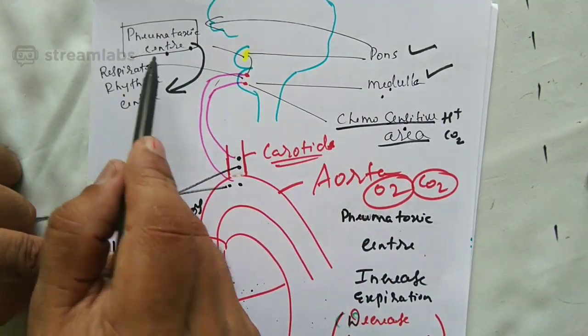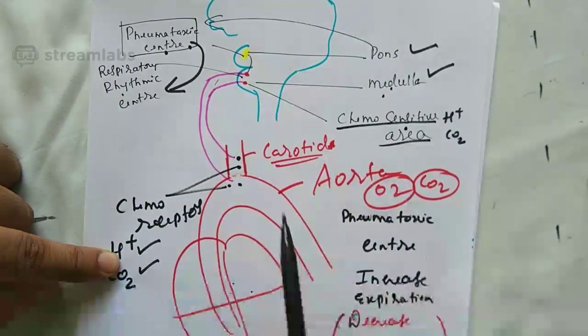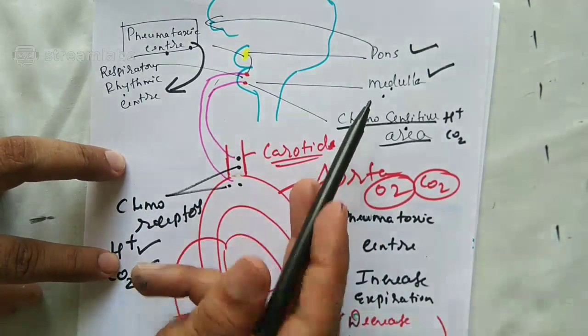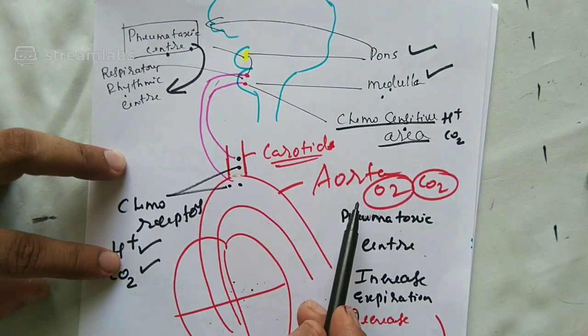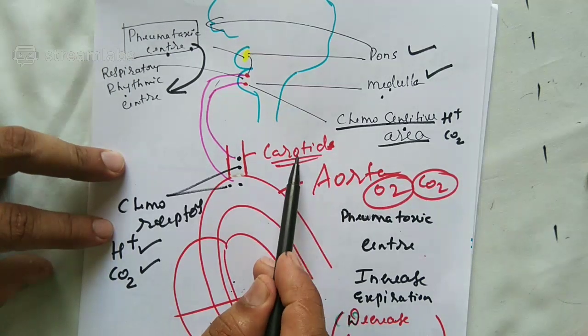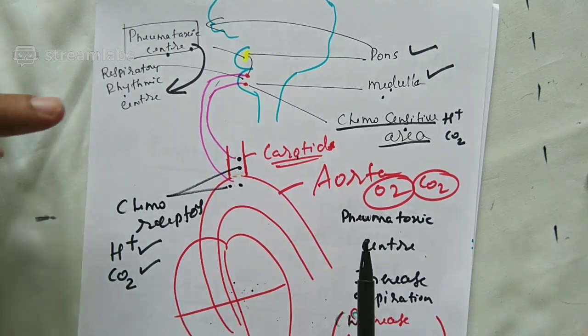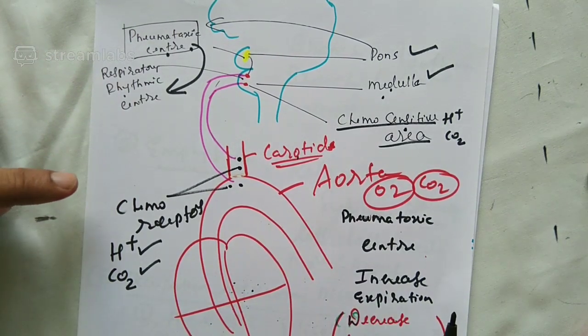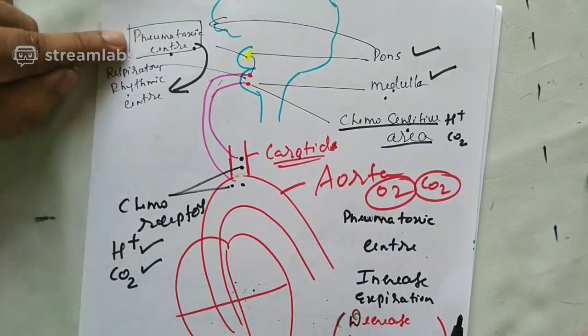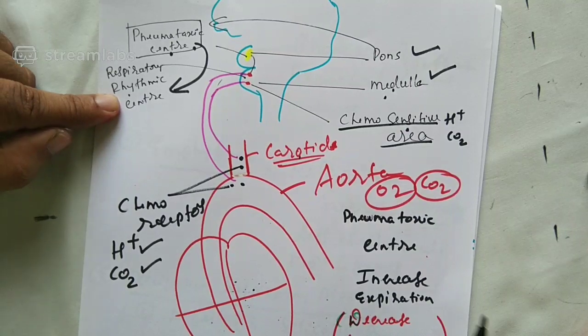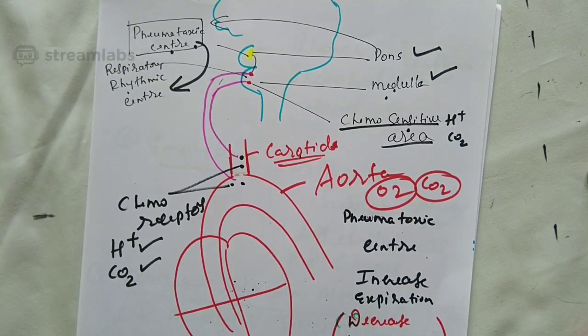Pons has the pneumotaxic center, medulla has the respiratory rhythmic center, and the chemosensitive area is in the medulla region. And chemoreceptors are in which region? Yes, carotid artery and aorta. Please remember this aspect. Who is decreasing the rate of inspiration and increasing the rate of expiration? It's the pneumotaxic center, and it is controlling the respiratory rhythmic center. Hope you note that down.